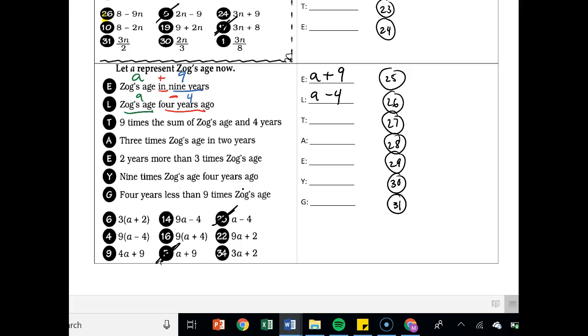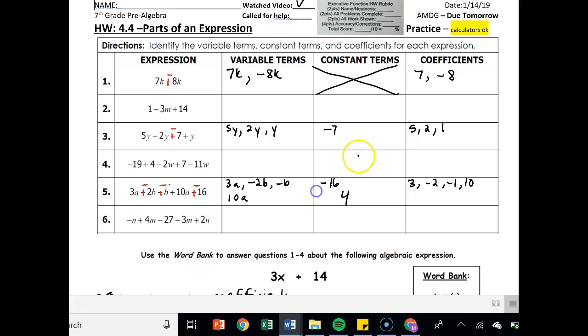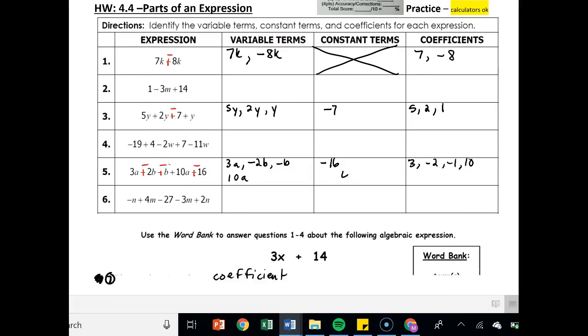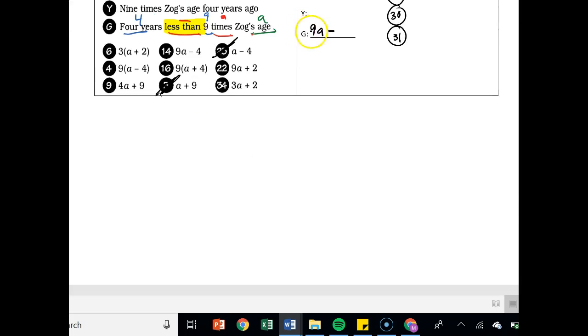I'll do one more. Last one, 4 years less than 9 times Zoe's age. So 4 years less than, so 4 is a number. Less than is an operator word. Remember, it's that funky one where we have to flip it. 9 is another number. Times is an operator. Zoe's age is a variable. So we're looking at something like 9a minus 4, right? 9 times Zoe's age, less than 4, so less 4. So 9a minus 4 was 14, so I used that one.